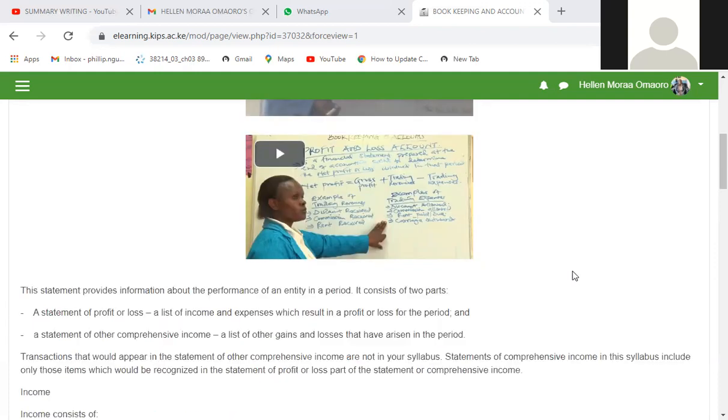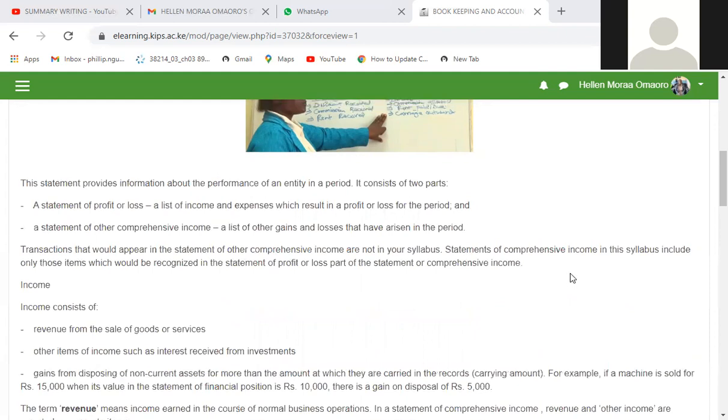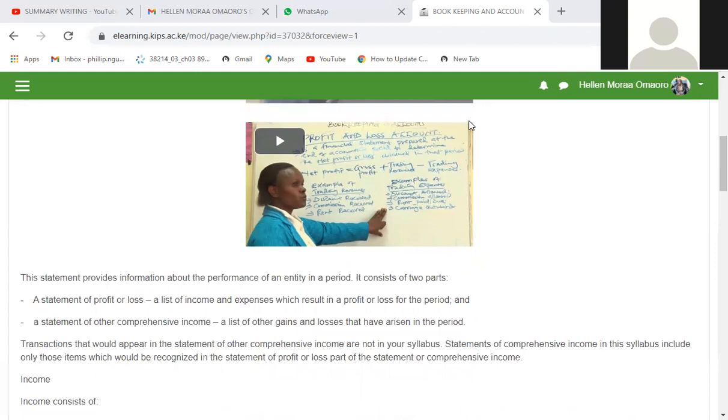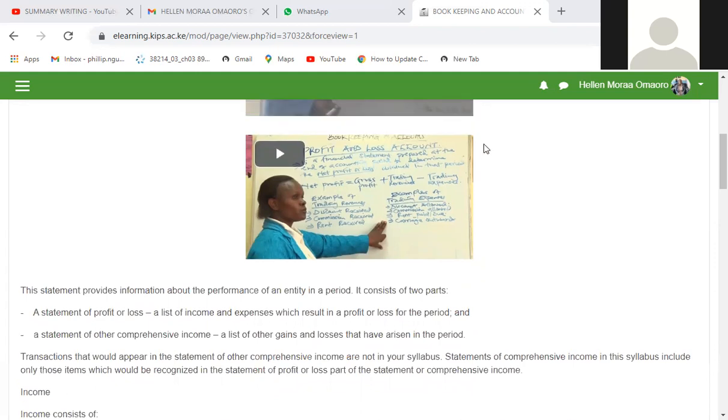Return inwards is the cost of the goods which the customers who have already bought from you as a business return to you. So after selling to the customers, some customers can return some of the goods which you have already sold to them. That's what we refer to as return inwards. So they are coming from the customers to the business.